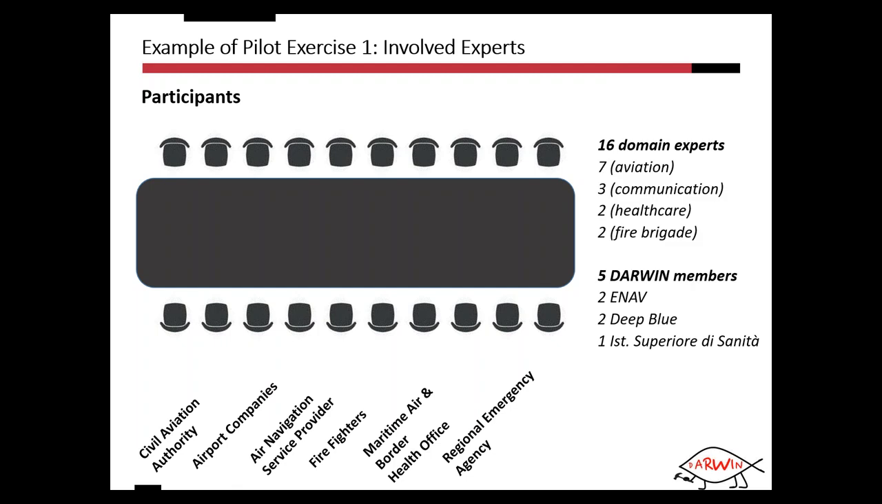Overall, there were 16 domain experts, so of the different domains, including 7 from aviation, 3 experts of communication, because, you know, this was one of the aspects we wanted to address, 2 experts of healthcare, and 2 representatives of the fire brigades. While as part of the organization, there were 5 DARWIN members.